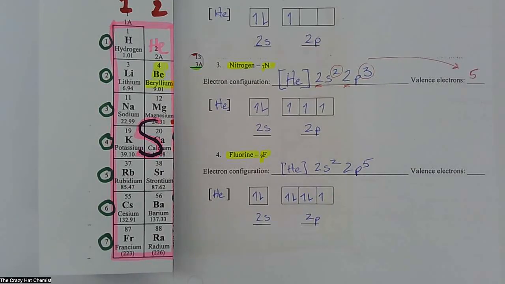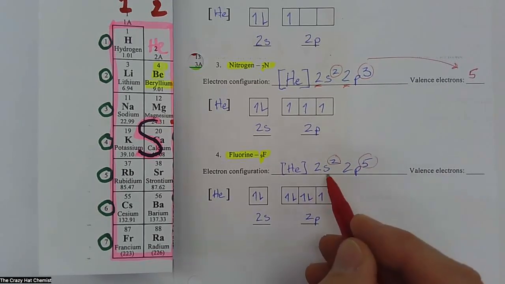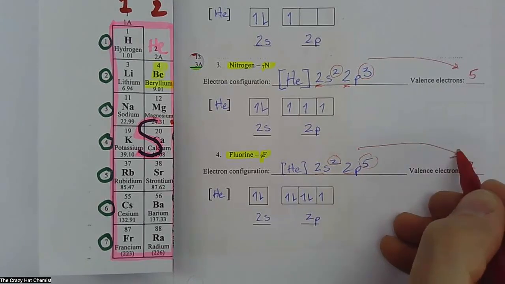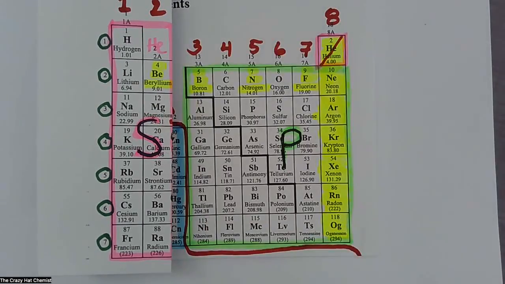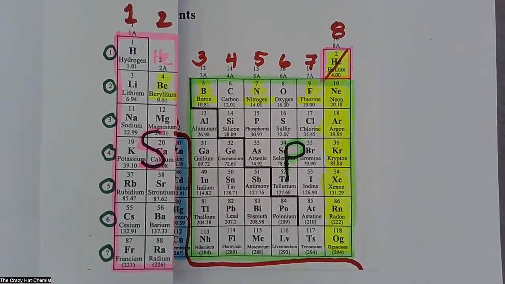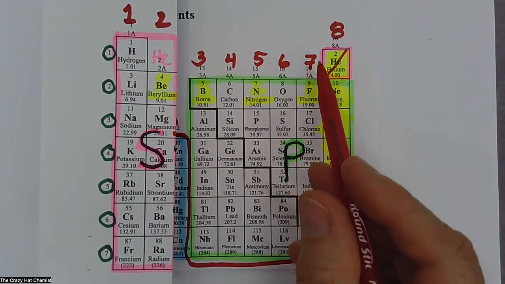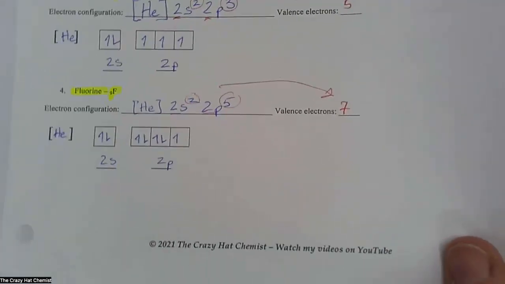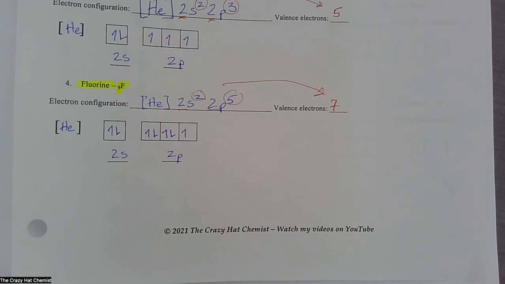Okay, the number of valence electrons is the 2 plus the 5 because it's the same principal quantum number, so that's a total of 7. And let's just verify that that is the case. If I look at my periodic table, I should find fluorine, and the number up above is a 7, and yes, 7 valence electrons for fluorine. Perfect.